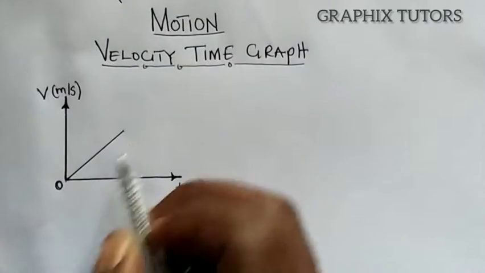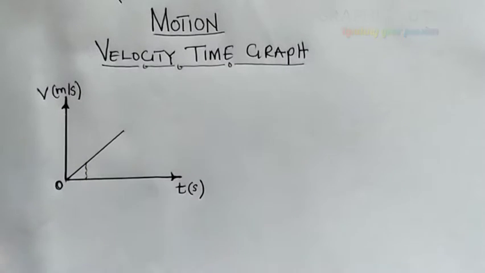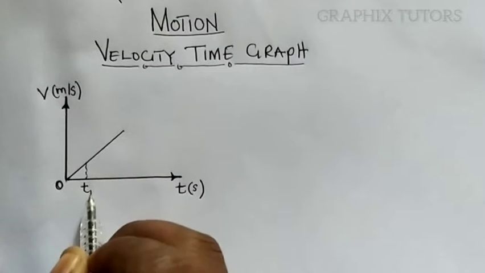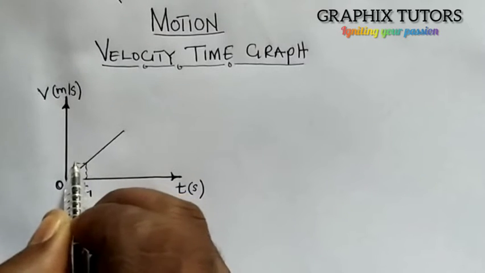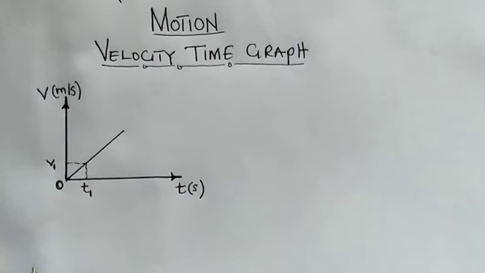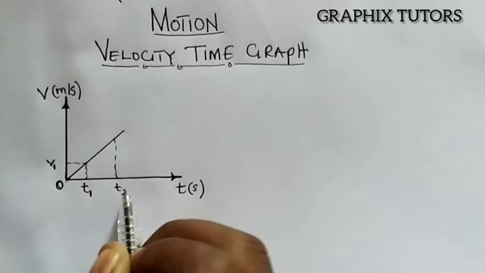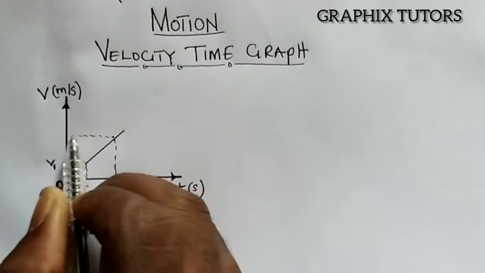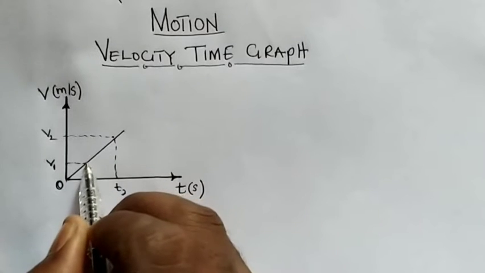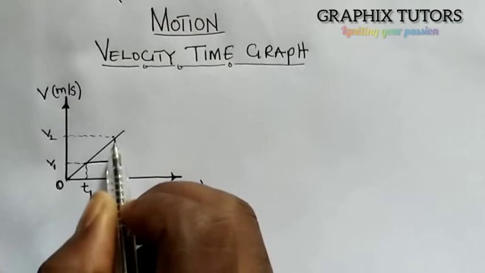Now look at this. Let's assume that at this point here, we are given T1. And at this point here, V1. Are we good? At this point here, let's say it is T2. And at this point here, V2. Now if I draw the slope, this is the slope here. Are we good? This is the slope here.